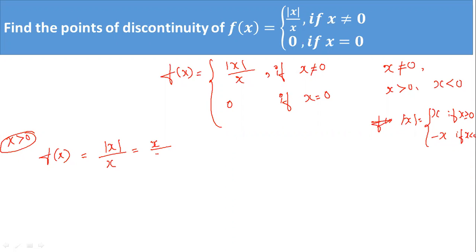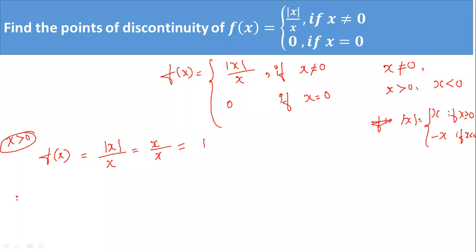So x divided by x, what is x by x? What is x by x, students? It is 1. So when x is greater than 0, your function is simplified to 1. Okay, f of x is 1.